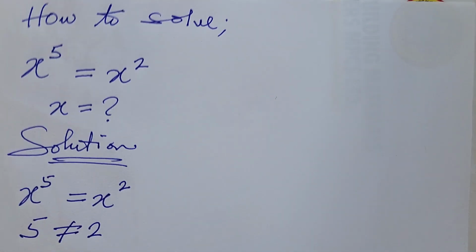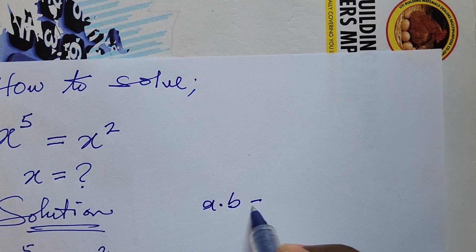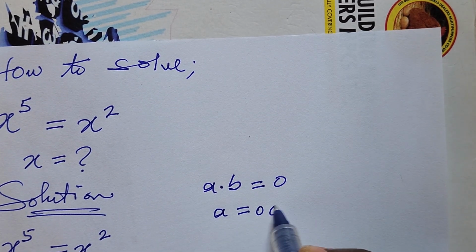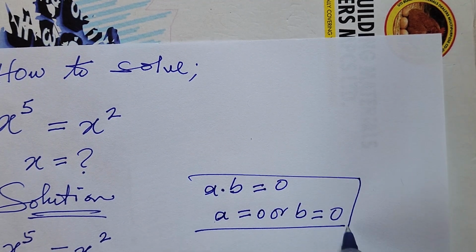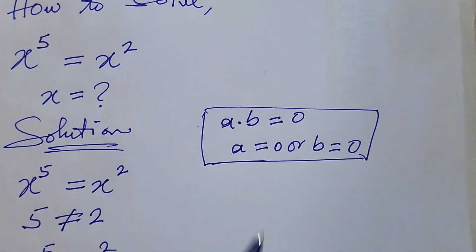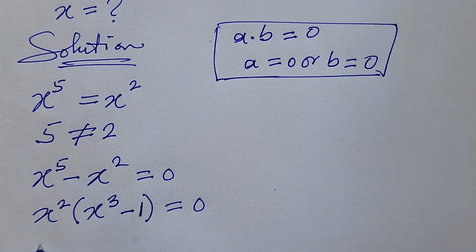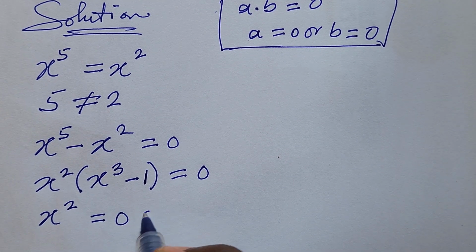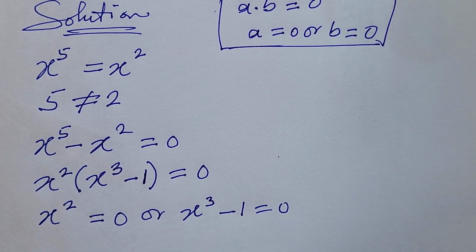Now, remember the law which says that if we have A times B equal to 0, this will either give us A equal to 0 or B equal to 0. Remember this law? Okay, so if we consider this, we have a similar expression here. So we can now say x to the power of 2 is equal to 0, or we have x to the power of 3 minus 1 equal to 0.